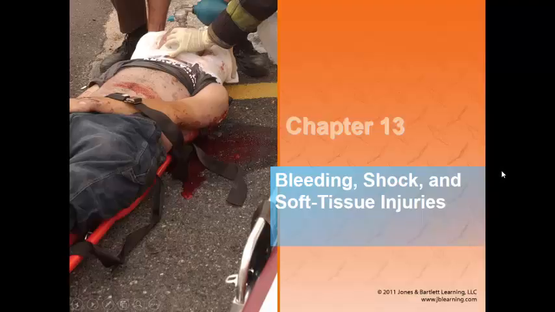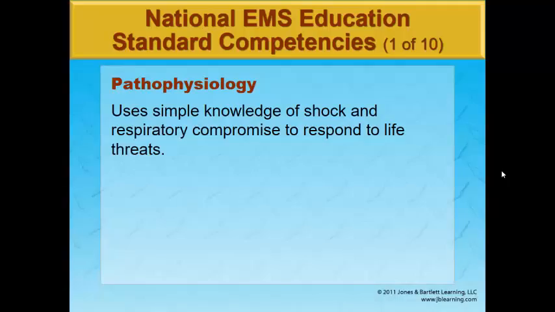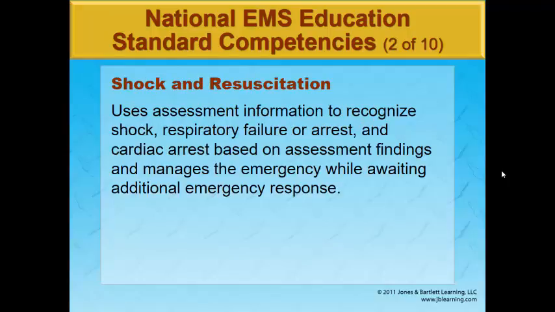This will be chapter 13, bleeding, shock, and soft tissue injuries. So we'll probably divide it into bleeding and shock, and then the second part, soft tissue injuries. We get into pathophysiology. That's where things go wrong. So we're going to talk about how these injuries kind of correlate with shock and respiratory compromise.